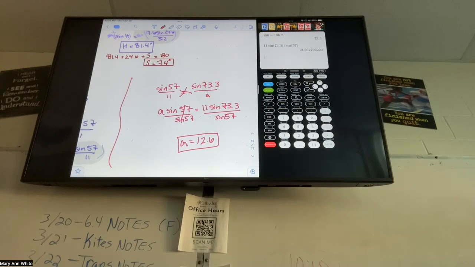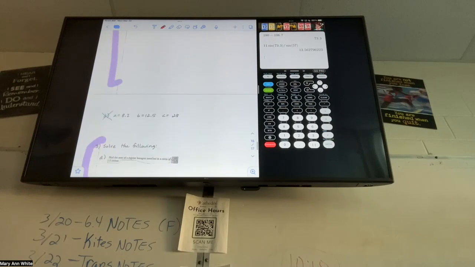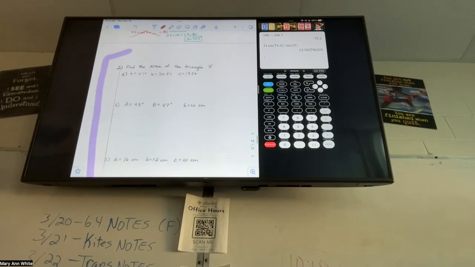You guys doing okay with that? All right, let's keep moving then. I want to get into as much of the area problems as possible. It's looking like these word problems might come the next day, but that's okay.